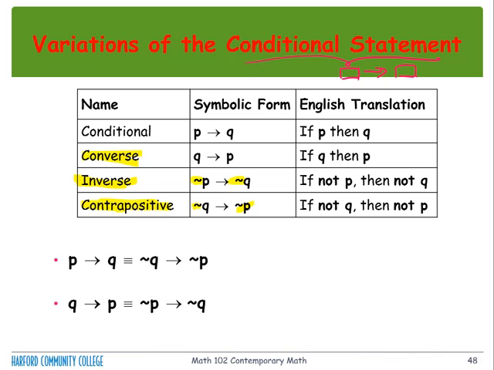The relationship of these variations: P then Q, which is the conditional statement, is equivalent to the contrapositive. Q then P, which is the converse, is equivalent to not P then not Q, which is the inverse. Equivalent means they have the same truth value case by case. Or you look at a truth table and you can see each combination, the left and the right compound statement return the same truth value.